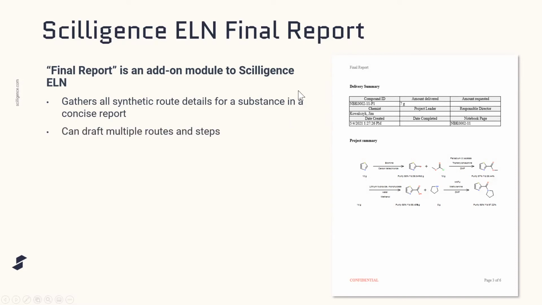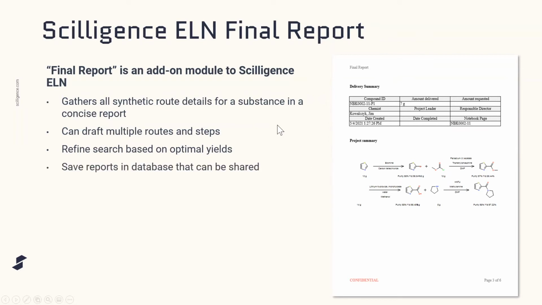You can draft multiple routes and steps. Oftentimes, there's no one way to get to a final route. Teams usually explore or experiment with an optimal synthetic procedure to try to get the best yield or perhaps the best purity. And you can also refine your search within the ELN Final Report. So if you only want to search for the optimal yields and select those, you can do so and gather them in a final report to share. You can also create a database of final reports that can be shared with your team.